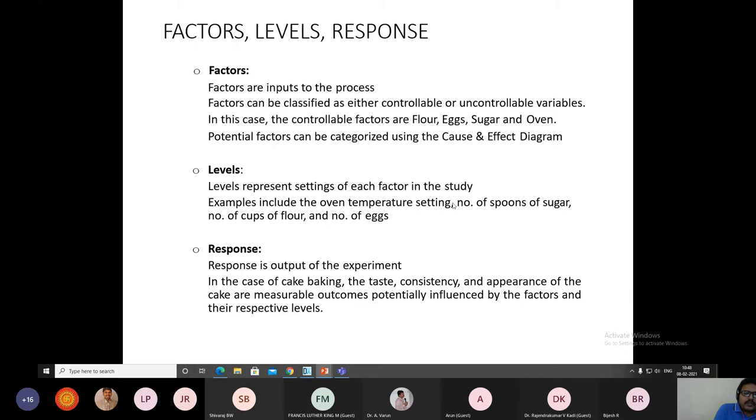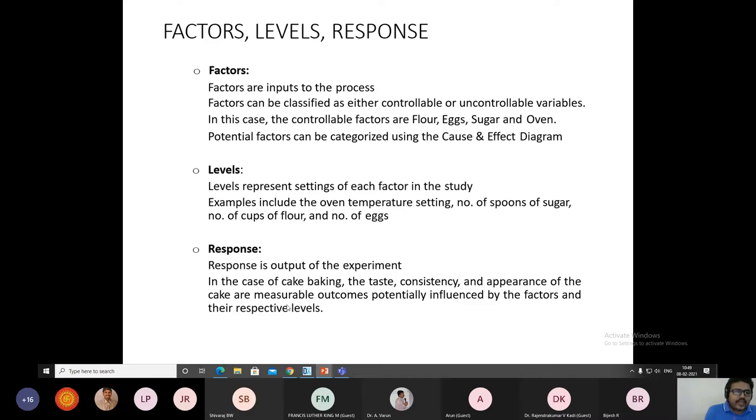Levels means number of spoons. So say 3 spoons of sugar is high, 2 spoons is medium, and 1 spoon is low. If you conduct the experiment, then you will understand whether 3 spoons of sugar is better or 2 spoons is better or 1 spoon is better, right? In a similar manner, the number of cups of flour and number of eggs can also be at high level, low level, and medium level. Response is the output of the experiment.